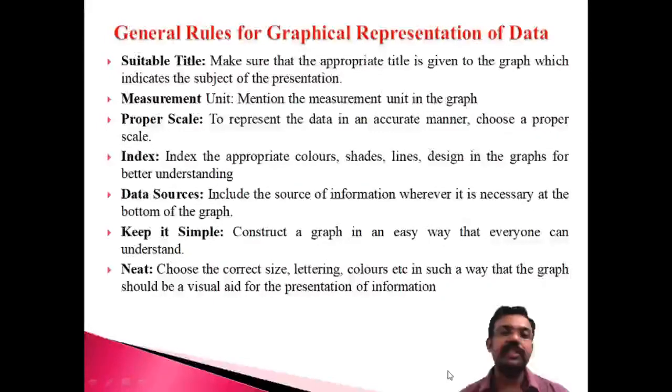Suppose you are constructing a graph, keep it simple so it can be easily understood by the general audience. So construct a graph in an easy way that everyone can understand. Another important element is to keep it simple and neat. Choose the correct size, lettering, colors, etc. Neat means taking the correct size and lettering; your coloring is one of the parts of your graph. So these are the neatness, and these are the central rules for the representation of your data.